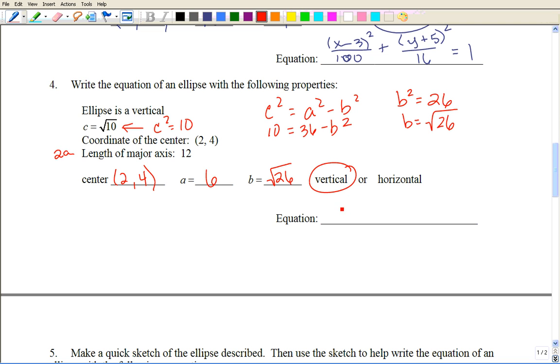So I have all of the information needed. I'll have x minus 2 squared, and my y minus 4 squared, always equal to 1. It's vertical, so the b squared term will be first. The square root of 26 squared is just 26, and then a squared is 36. And that's our equation. These really aren't bad once you've done a few, right?